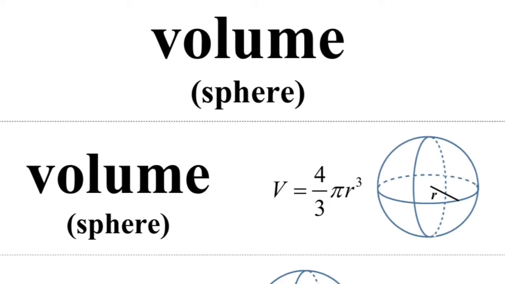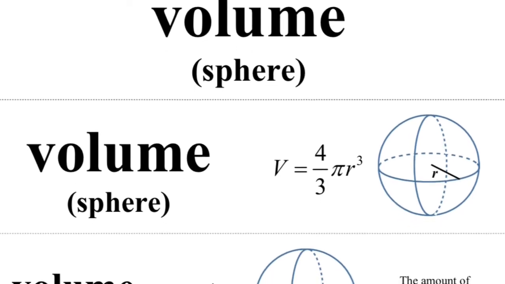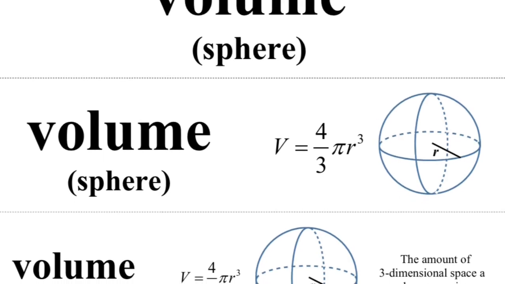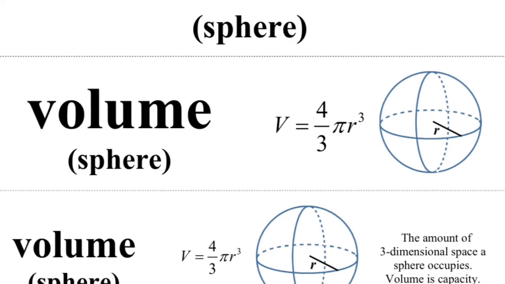The volume of a sphere, well, we don't care about the height. We just take the radius, which is the dot in the middle of the sphere and it goes out to the end of the sphere, and we calculate it by doing V equals 4/3 pi r cubed.